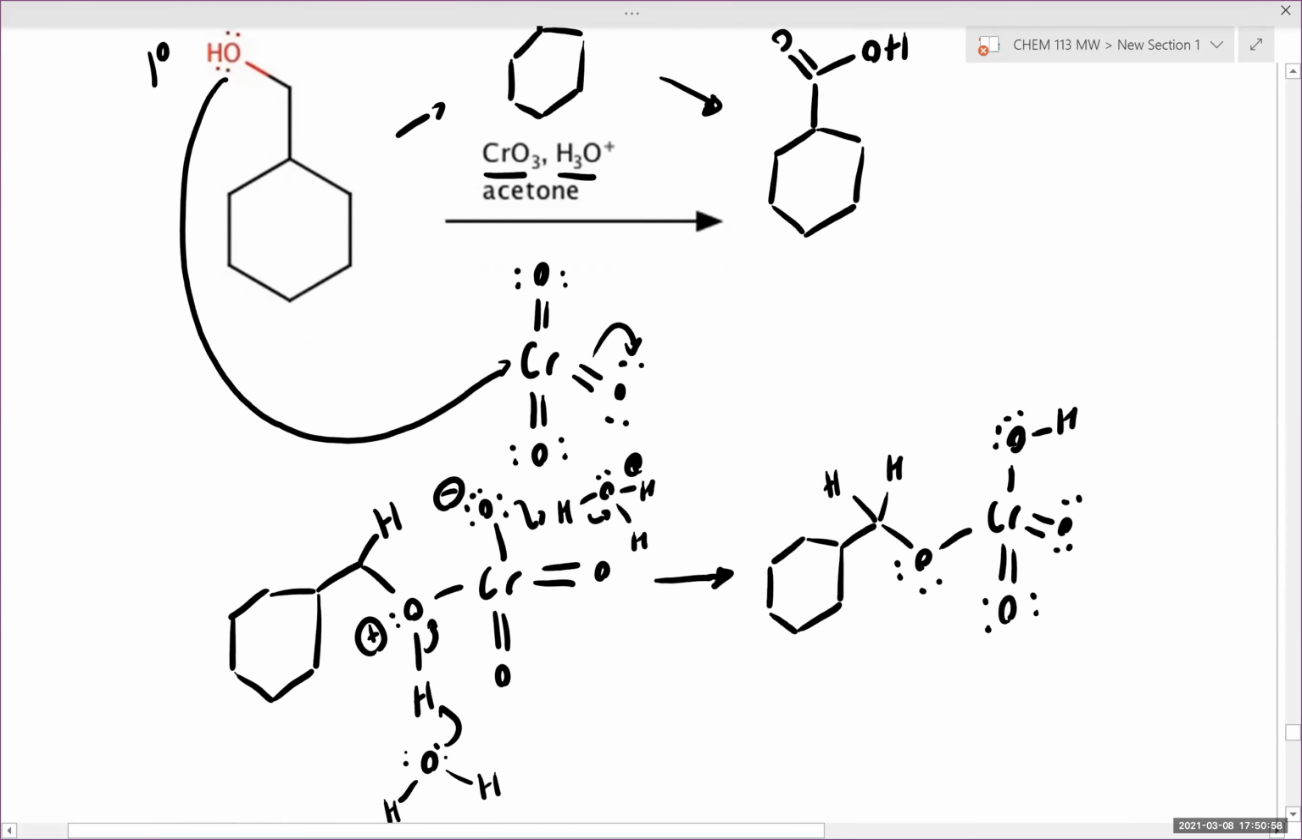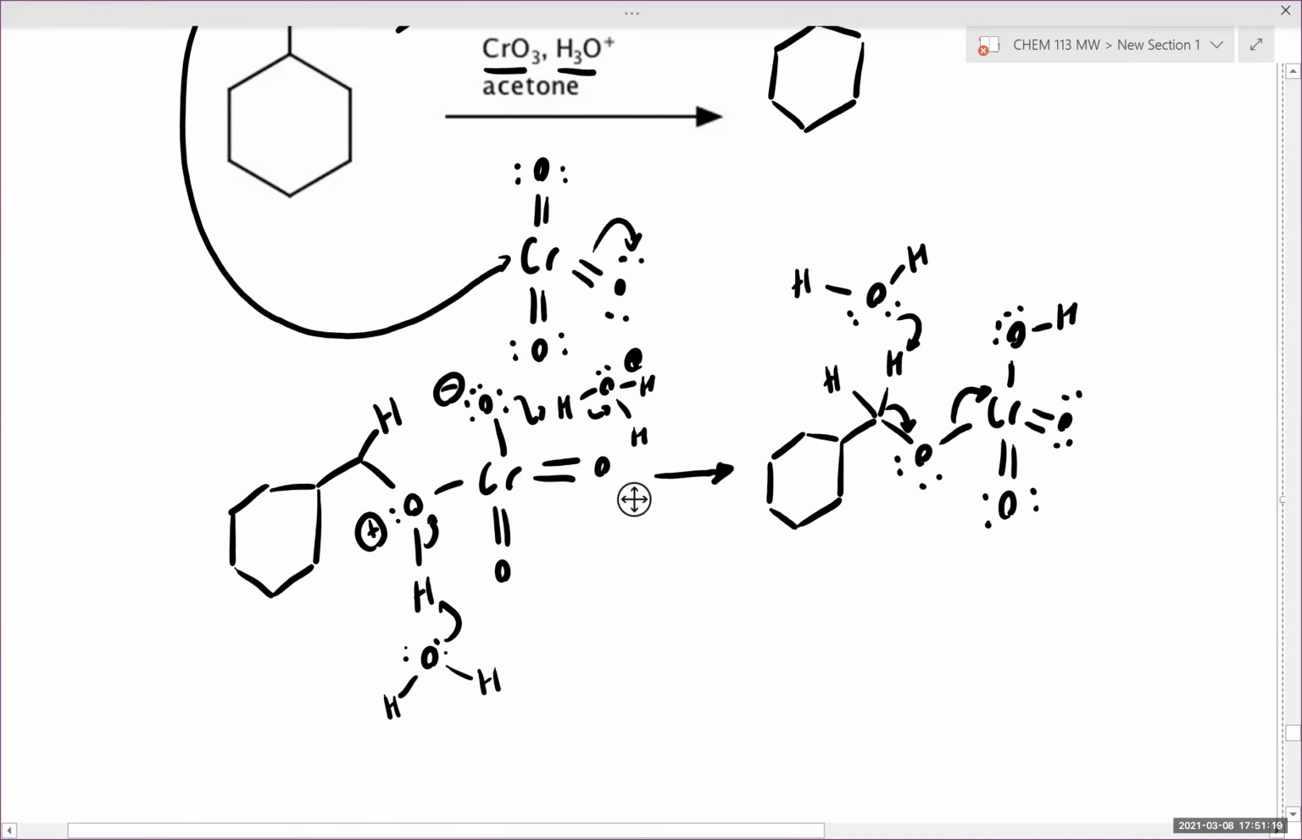Okay, perfect. So then, in order for us to abstract an equivalent of hydride, our base, which can be water in this case, will pull off an equivalent of hydride, and we kick two electrons onto our chromium. So at the end of our first step, we have our intermediate aldehyde and our reduced chromium species.